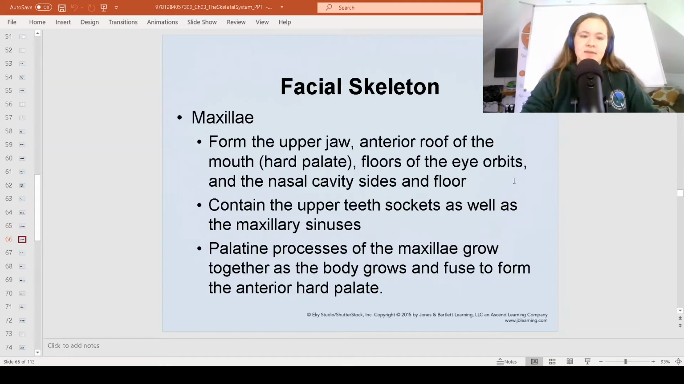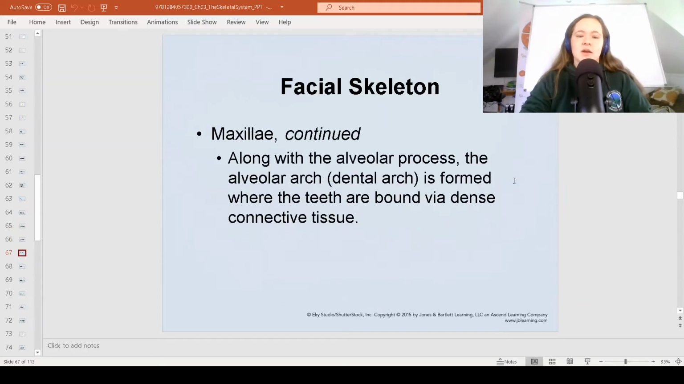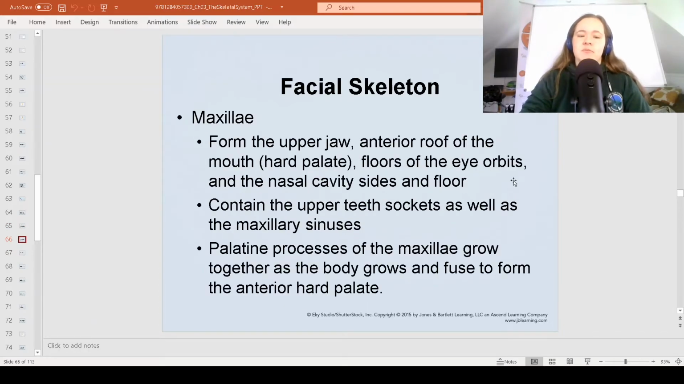The facial skeleton: the maxillae form the upper jaw, interior roof of the mouth, the hard palate, floors of the eye orbits, and the nasal cavity sides and floor, containing the upper teeth sockets as well as the maxillary sinuses. Palatine processes of the maxillae grow together as the body grows and fuse to form the anterior hard palate.